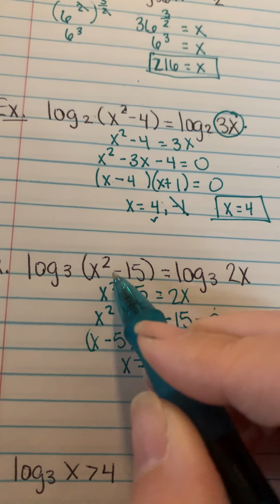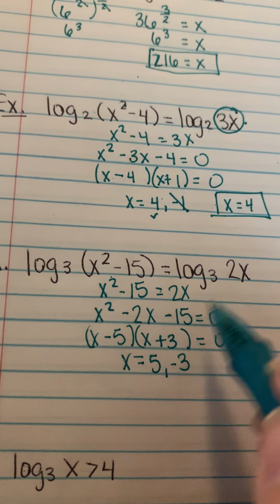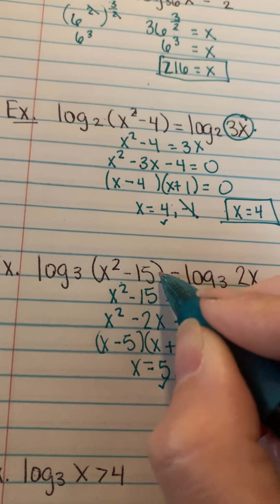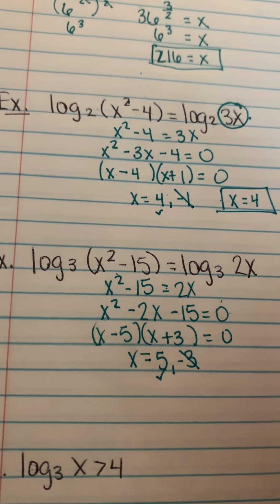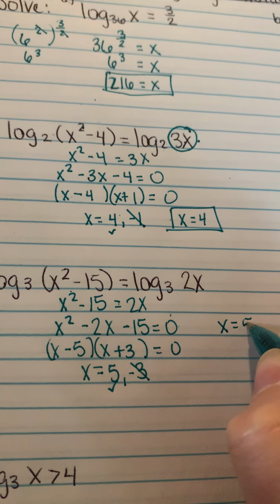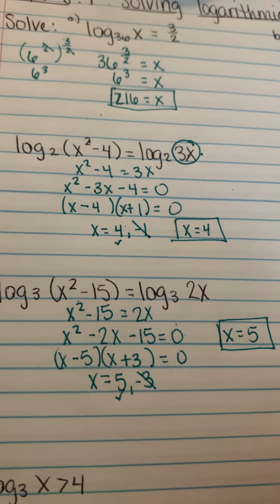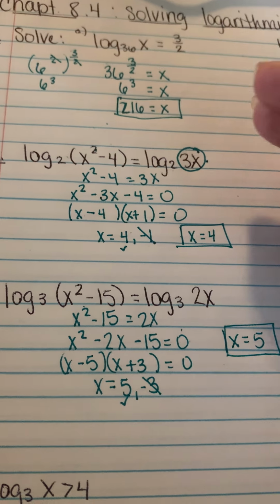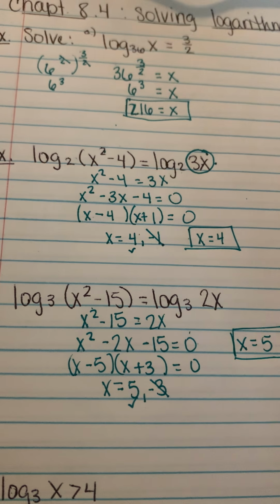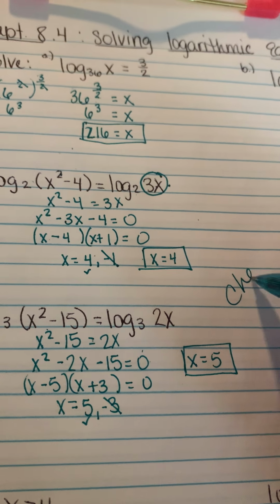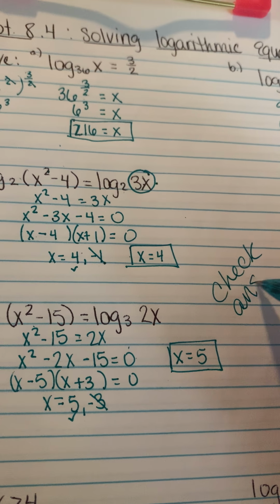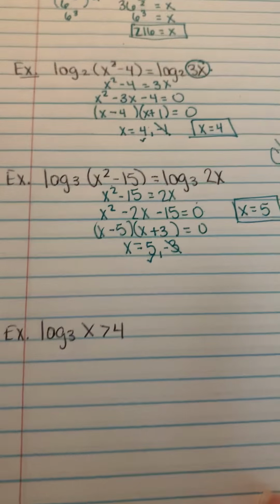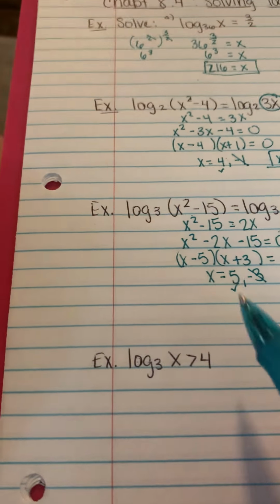So I can plug in 5. 25 minus 15 is 10. 5 works. If I plug in negative 3, 9 minus 15, that's going to give me a negative answer. So x equals 5. There's my answer. Okay? So we're going to take these a little bit at a time. Make sure that if you have x squared, you've got to check your answers every time. Okay? If both of them don't work, then you put no solution. All right.